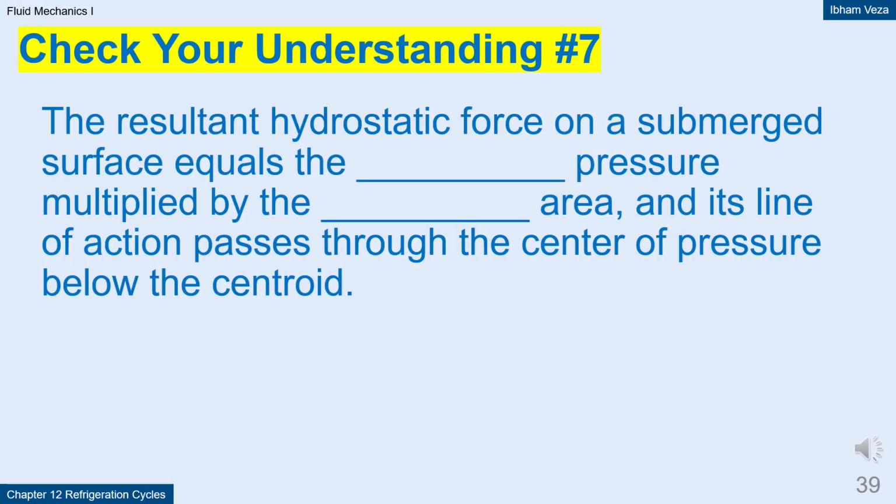Check your understanding number 7. The resultant hydrostatic force on a submerged surface equals the average pressure multiplied by the surface area, and its line of action passes through the center of pressure below the centroid.